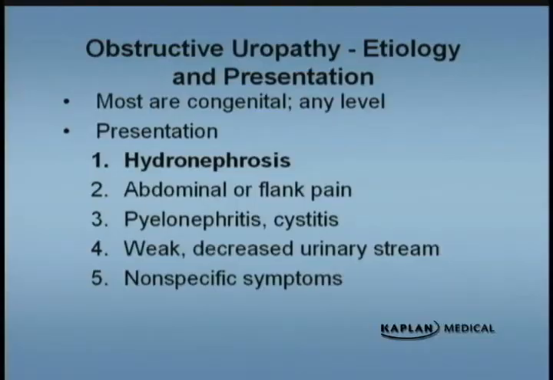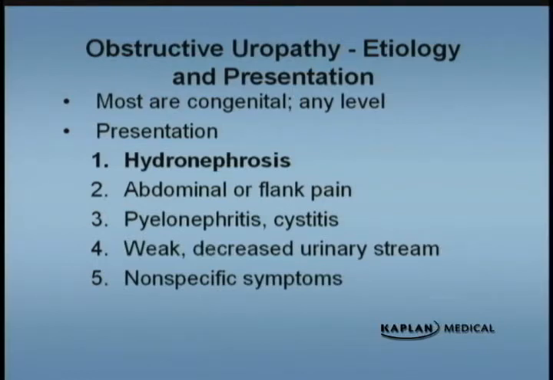Now we're going to discuss the obstructive uropathies. Many of them are congenital, and obstructive uropathy can occur at any level and still result in obstruction. The common presentation of an obstructive uropathy is hydronephrosis. Obstruction at any level means urine cannot go out normally, so the kidney becomes dilated, and you can have severe kidney damage.